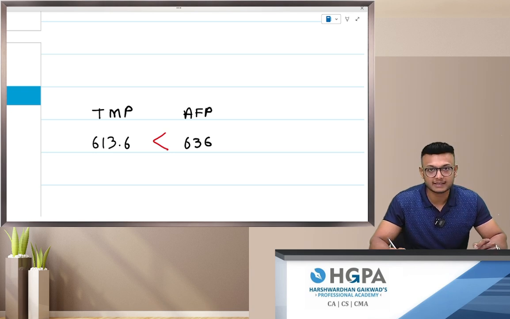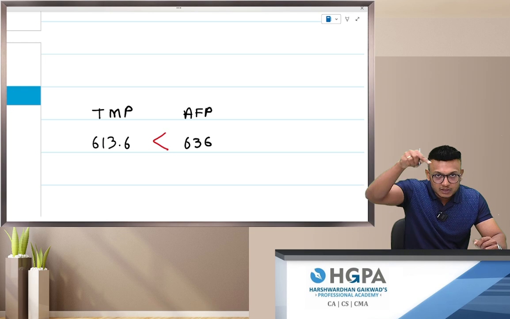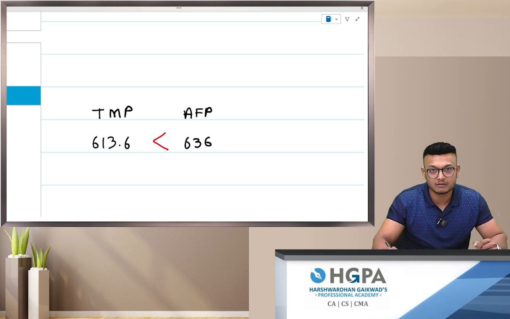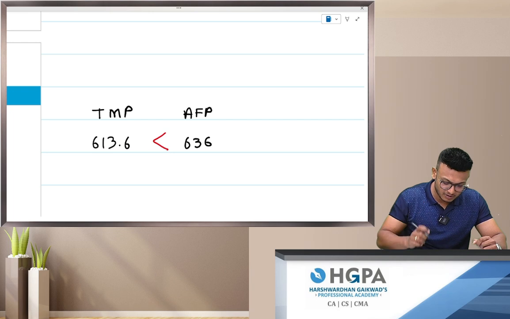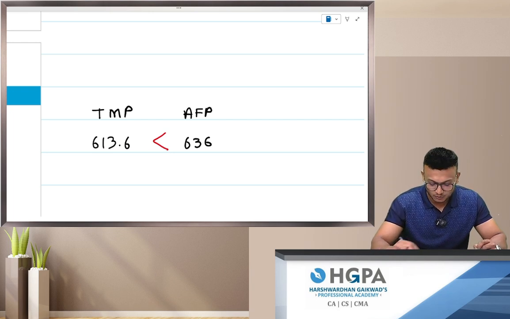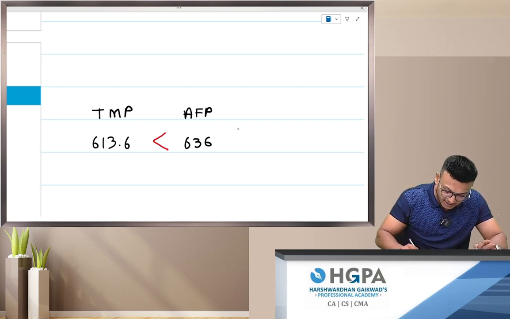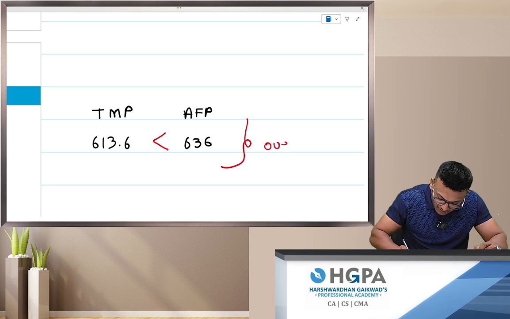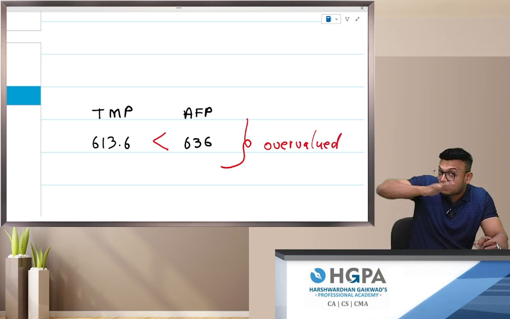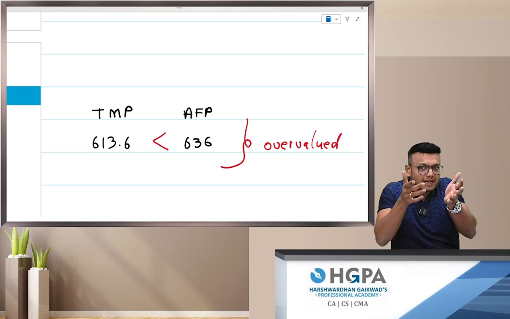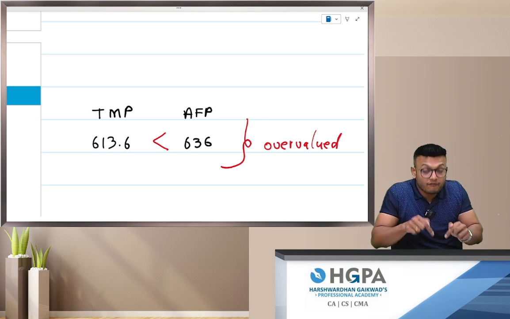So 636. And how much was your analysis? How much was your expectation? How much is the computation of the theoretical market price? So it is 613.6. Okay, now you tell me one thing. If the price is going to rise, can I say one thing? This is overvalued. Whenever you write an answer undervalued or overvalued, always compare and see the future price.